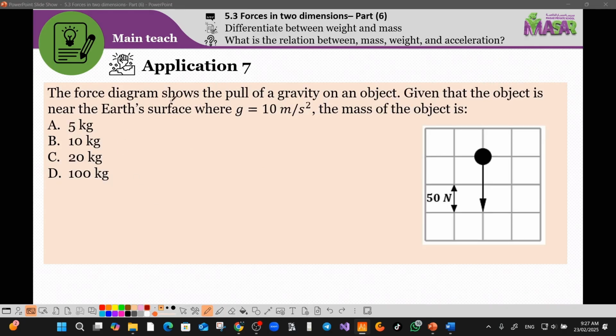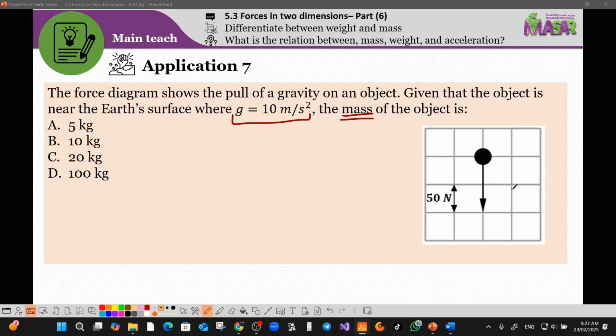Application 7, the force diagram shows the pull of gravity on an object. Given that the object is near the Earth's surface where g is equal to 10 meters per second squared, the mass of the object is, so here we need to find the mass. What do we have here? We have the g and the force diagram.